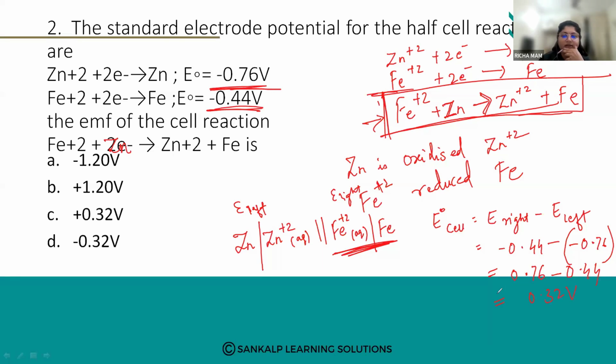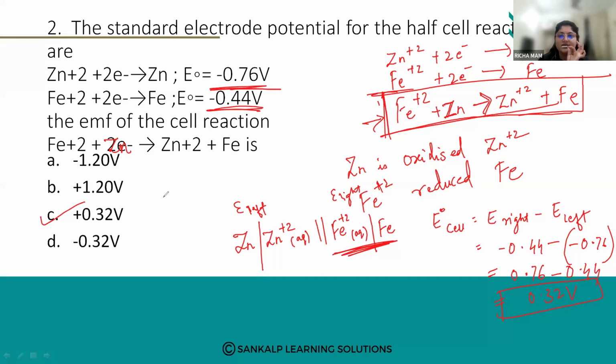Are you getting the same? 0.32 plus 0.32 volts. Option number C is the answer. Yes, ma'am. Yes, okay. Lubna has also got it. Yes, very good. So whoever has said option number C, option number C is the correct answer.